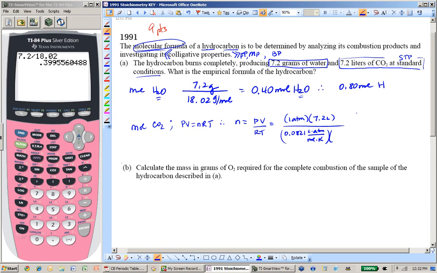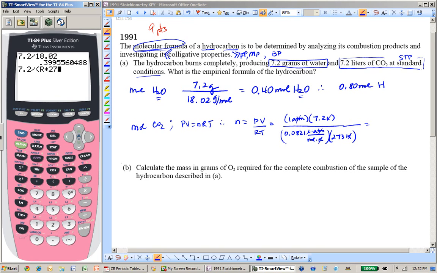The gas constant's units are there to carry all the goofy units to make everything cancel out, except what we want, which is mole. And then 273 Kelvin, because that's what STP is. 1 atmosphere, 273. So now my atmospheres cancel, my liters cancel, my Kelvins cancel, and I have a 1 over a 1 over a mole, which ends up being a unit of just plain old mole. So that would be 7.2 divided by, I'm going to open a paren, alpha R times 273.